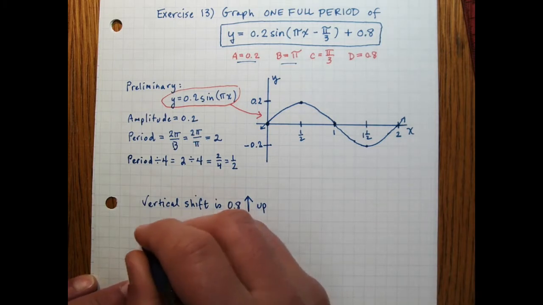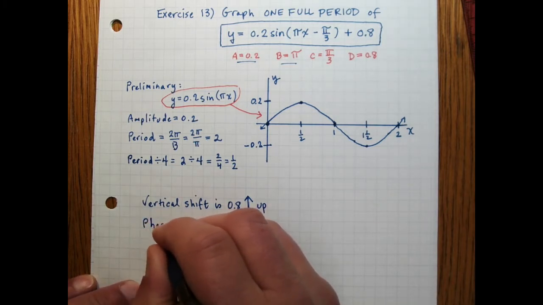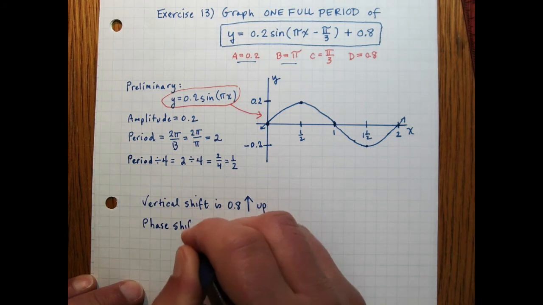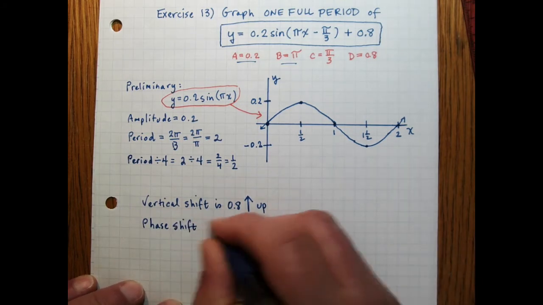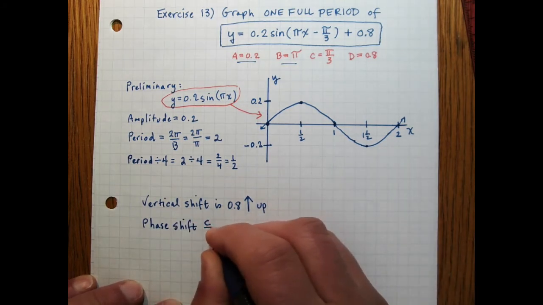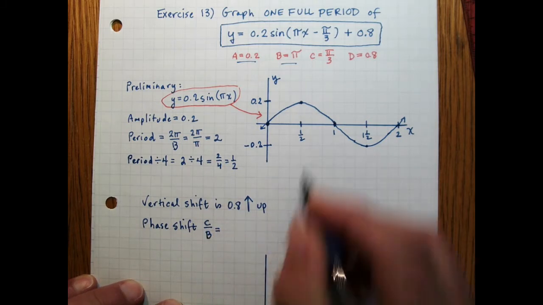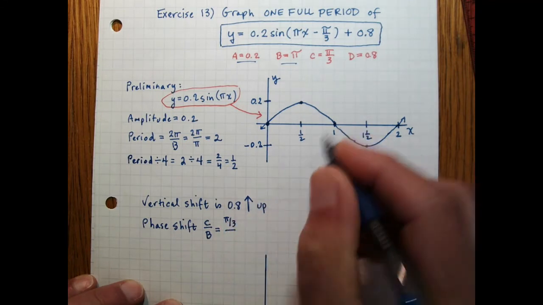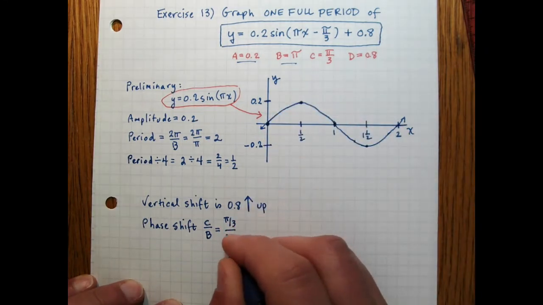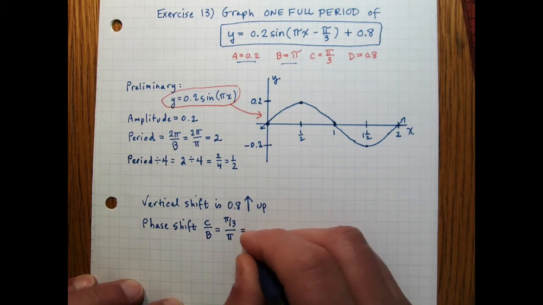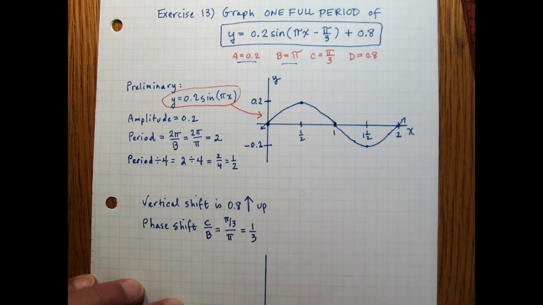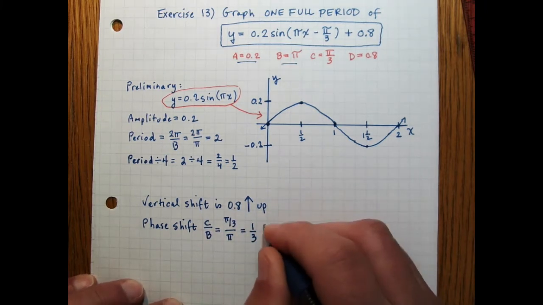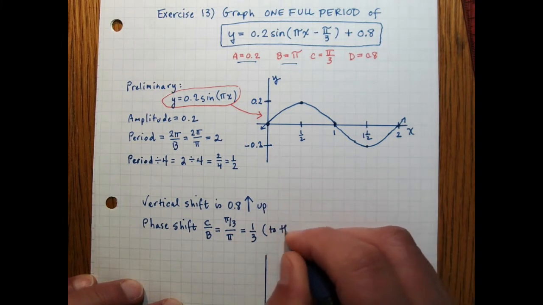And our phase shift, if you use that formula, c over b, you can plug in the c value of pi over 3 divided by the b value of pi. Pi over 3 divided by pi is 1/3, and that's a shift to the right.